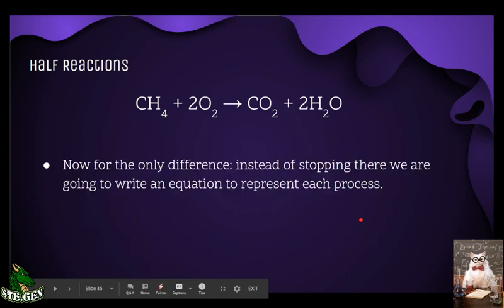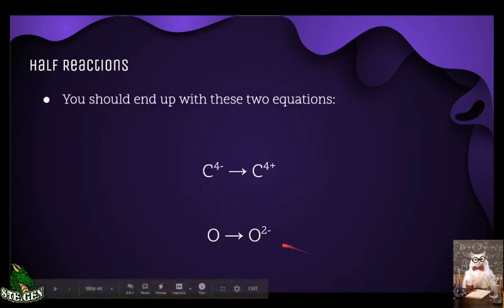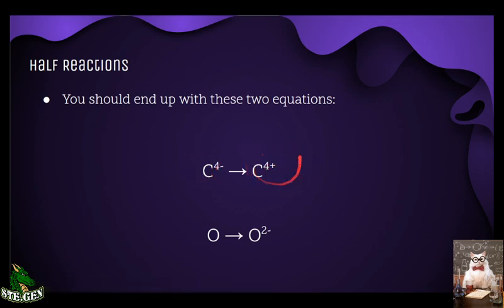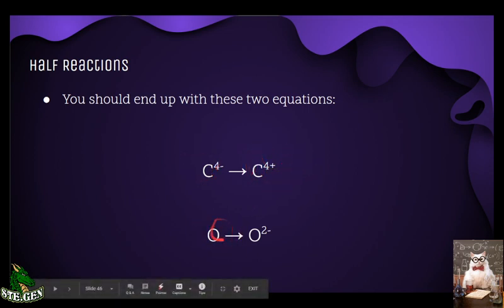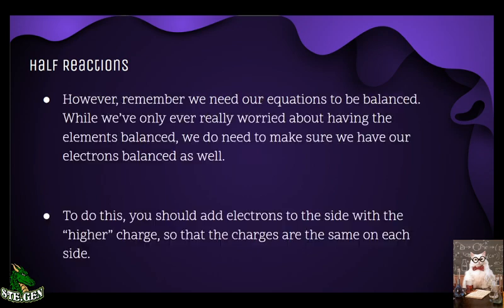So now this is what we're going to do. Instead of stopping there and saying, aha, we have figured out what is oxidized and what is reduced, we are now going to write an equation to represent each process. So if we pull out only the pieces that are involved in the actual oxidation and the reduction, you will get something like this. That carbon with a -4 charge becomes carbon with a +4 charge. Oxygen with no charge becomes oxygen with a 2- charge. Again, we're literally just getting rid of everything else that's involved in the reaction.